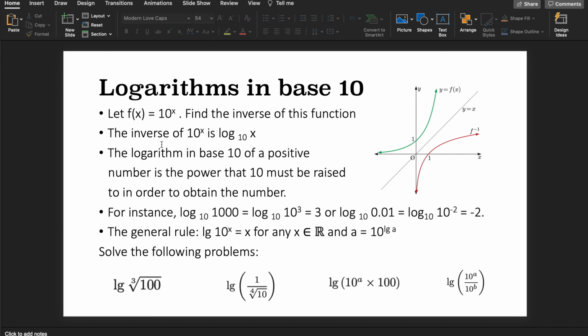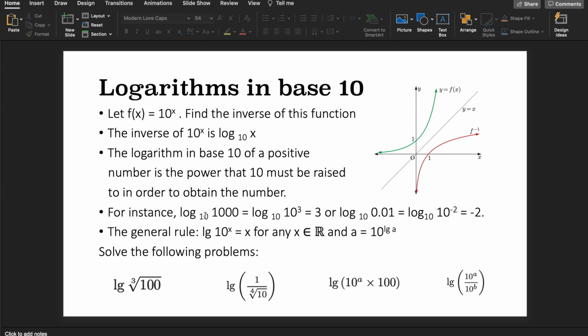Okay, so now we'll see how to solve problems. The logarithm in base 10 of a positive number is the power that 10 must be raised to in order to obtain the number. So it's very simple. We have already learned in exponents that 1,000 could be written as 10 to the power of 3. We'll use the same concept here.